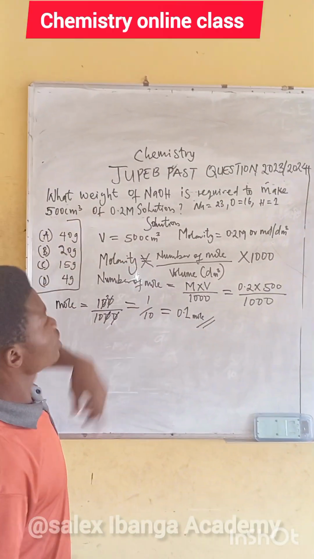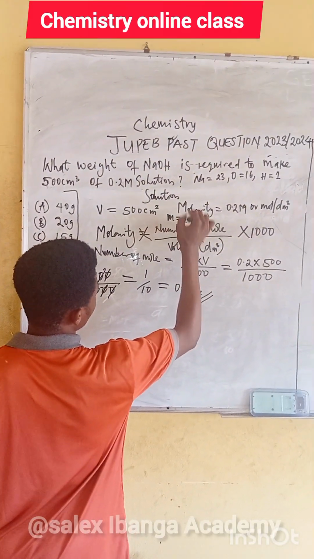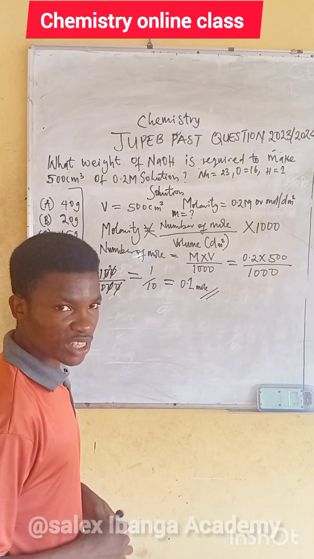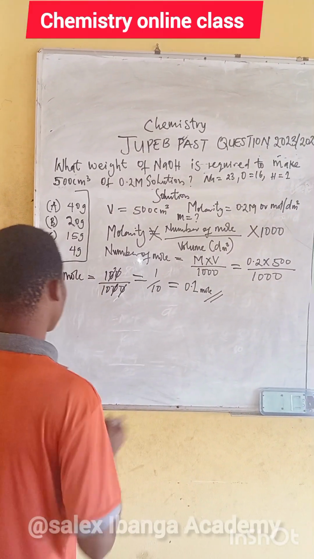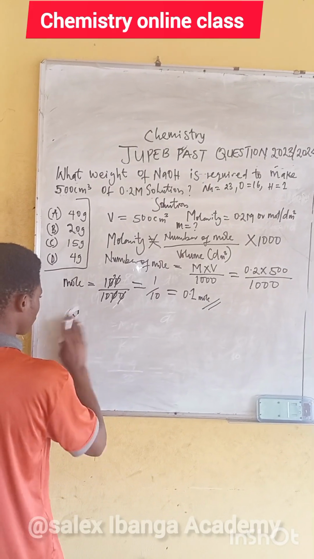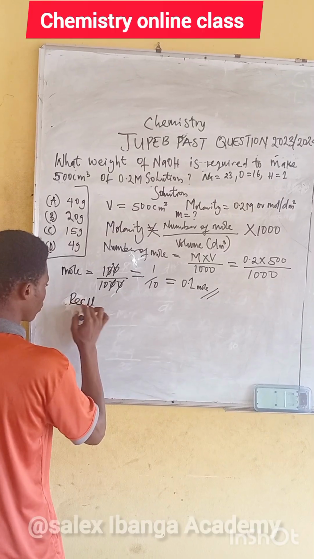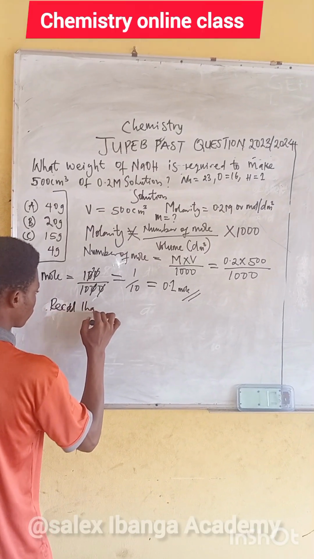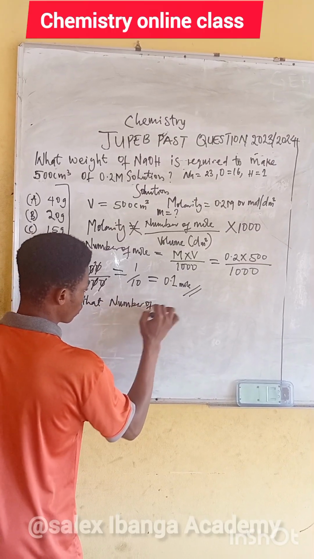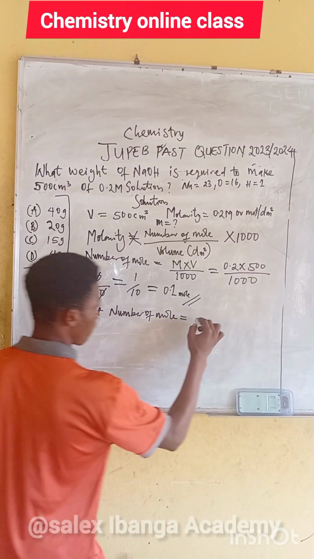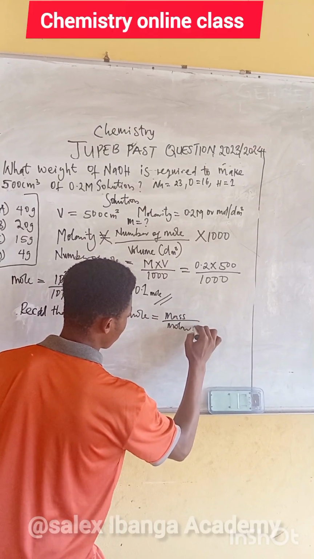Remember, they asked us to find the weight. That is, it's telling you the mass. Weight and mass, same thing as mass. Mass is unknown. So they asked to find mass. We need to recall from number of moles. Recall that number of moles equals mass over molar mass.